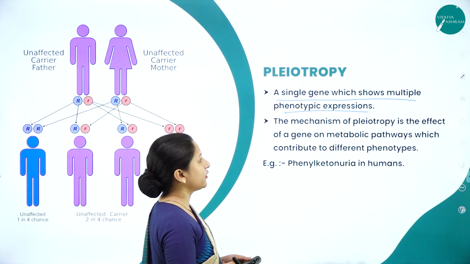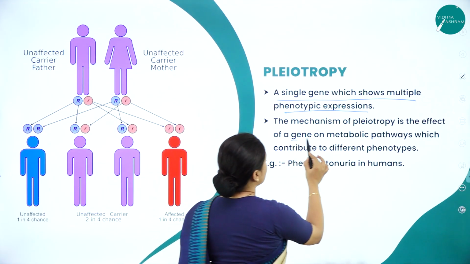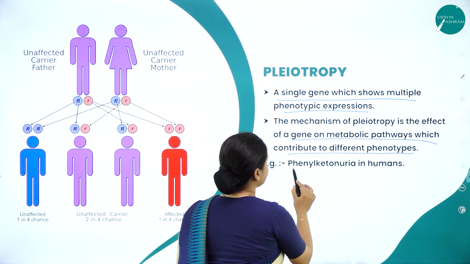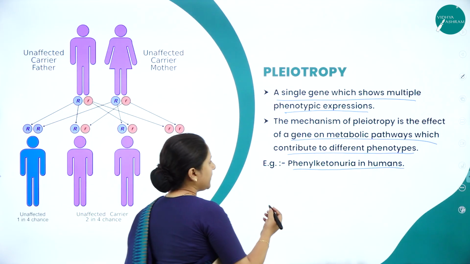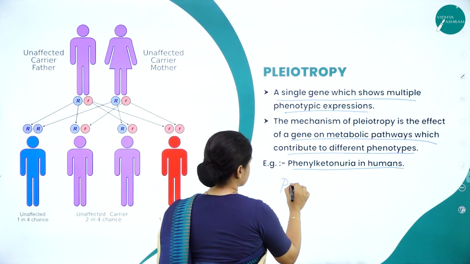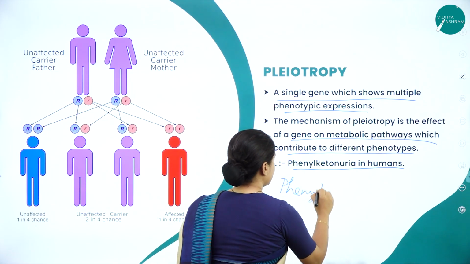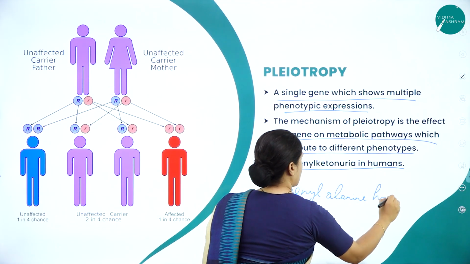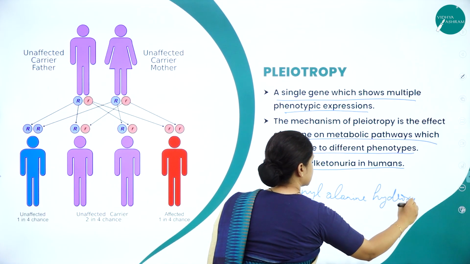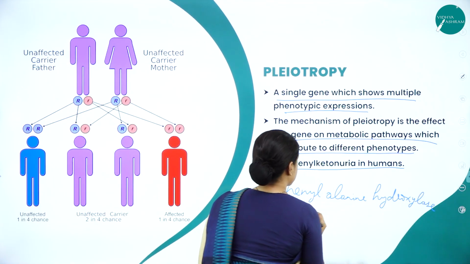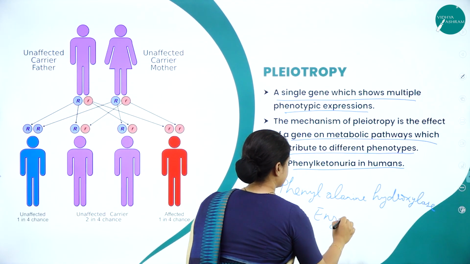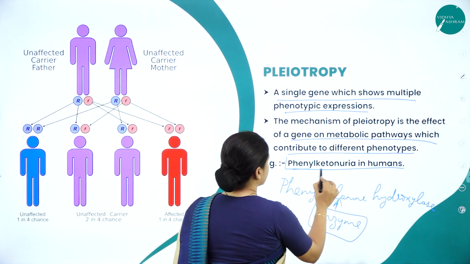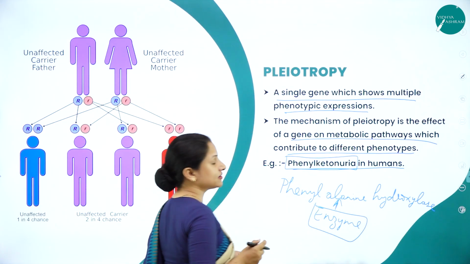So the mechanism of pleiotropy is the effect of a gene on metabolic pathways which contribute to different phenotypes. Say for example, phenylketonuria in humans. So there is an enzyme which is called phenylalanine hydroxylase. So this is the enzyme. So this phenylketonuria is actually a disease. It is a birth defect.